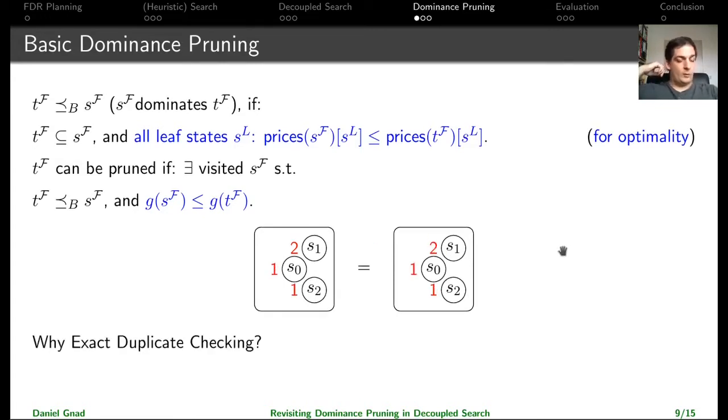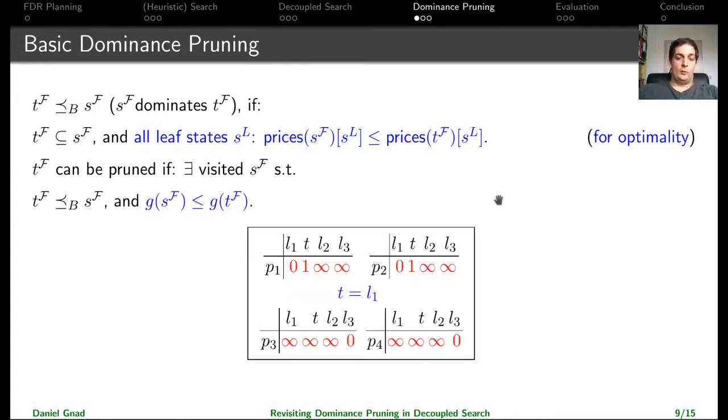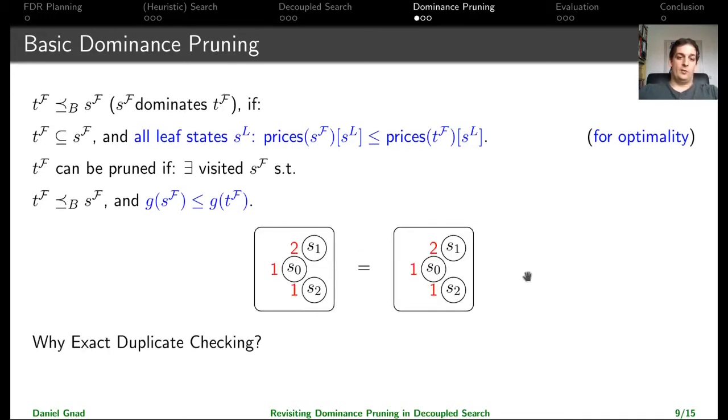So again, what we can see here is that duplicate checking will not be very good in decoupled search, because what we would require is that the state sets are equal and all prices are equal. So a natural question would be then, why would we actually want to do duplicate checking in decoupled search? And the answer is efficiency. So if we compare 2 decoupled states, then what we need to do is for all visited states with a lower g value, we need to iterate over all prices of all leaves and compare them to see if a state is dominated. Now this obviously has a big computational overhead compared to duplicate checking, where you can just do hashing.